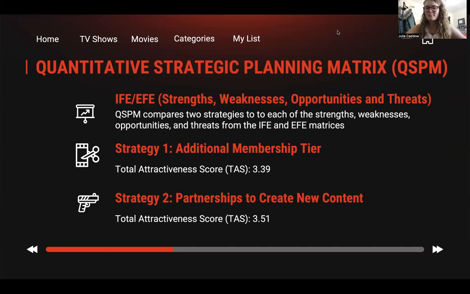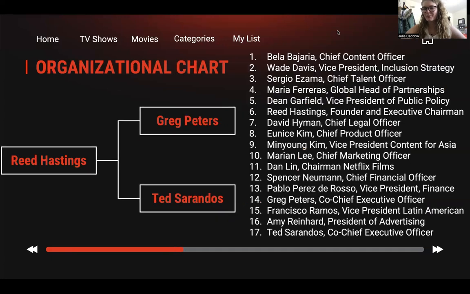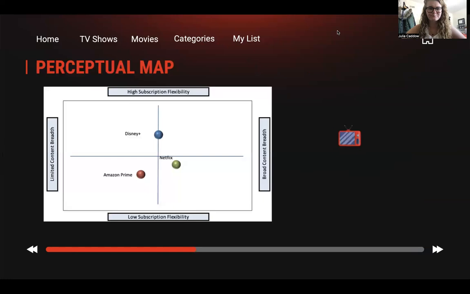Strategy 2 is to partner with new organizations in order to create new content. This has a total attractiveness score of 3.51. Next, we view the organizational chart, which gives a structure of the leadership from the top to the bottom. This would give our team a good idea of who we need to talk to in order to provide our recommendations for strategies in the future.